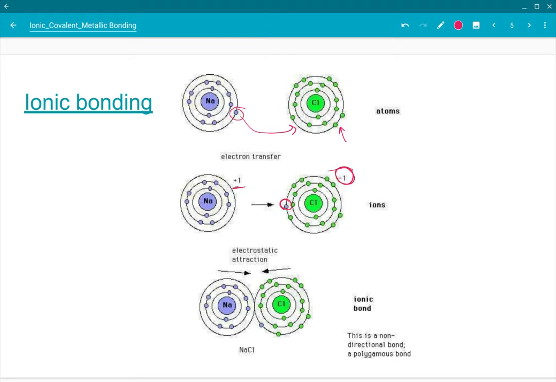And then over here on the left, we have sodium without that outermost electron. And so then here we go. They have now been attracted because of that switcheroo, and now we have sodium chloride.